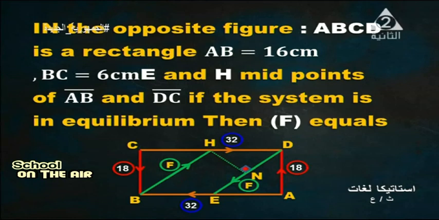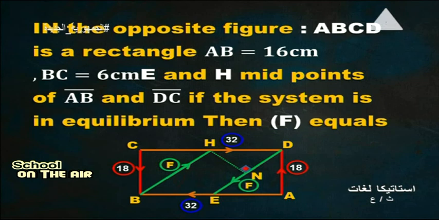My dear student, look at another example. In the opposite figure, ABCD is a rectangle. AB equals 16 centimeters, BC equals 6 centimeters, E and H are midpoints of AB and DC. If the system is in equilibrium, then the force F equals what?